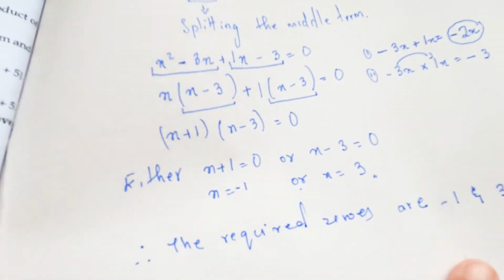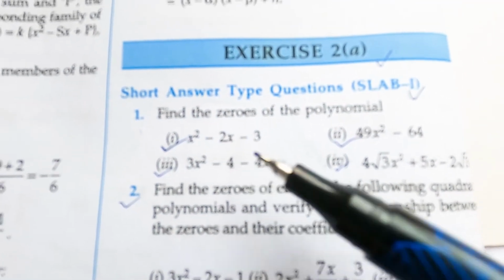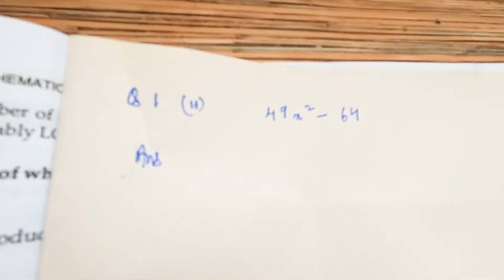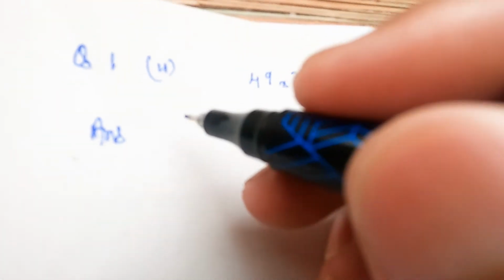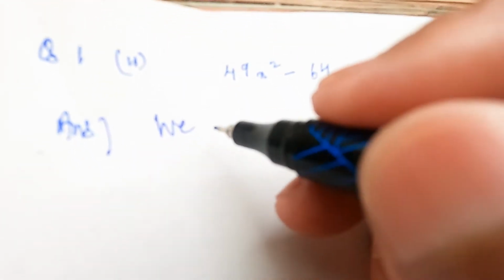All right. So next what I will do is I will be showing question number 2, and then 3 and 4 you can do it by yourself. All right, so for number 2, it is a little bit different. We do not have to use the splitting the middle term.